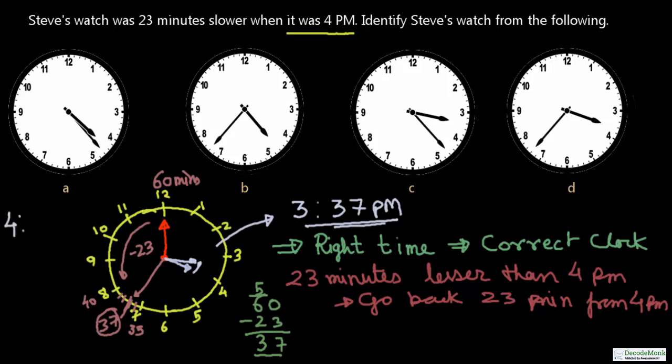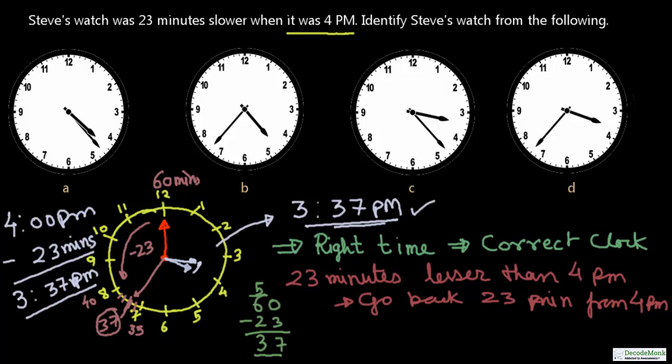So 4:00 p.m. minus 23 minutes is equivalent to, if we go back 23 minutes from 4 p.m., 3:37 p.m. So the answer is 3:37. So you may check which option shows the timing of 3:37.